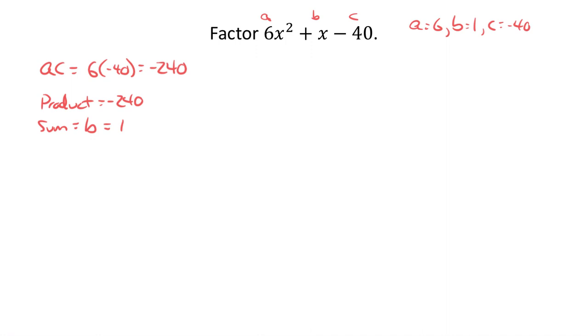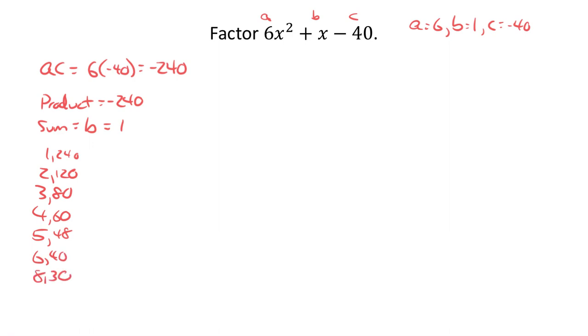The problem with this particular method is we get lots of possible factorizations. But because the difference is 1, you would want to look for numbers that are very close together. I'll list out several pairs of numbers that multiply to give us 240. We could have 1 and 240, 2 and 120, 3 and 80, 4 and 60, 5 and 48, 6 and 40, 8 and 30.